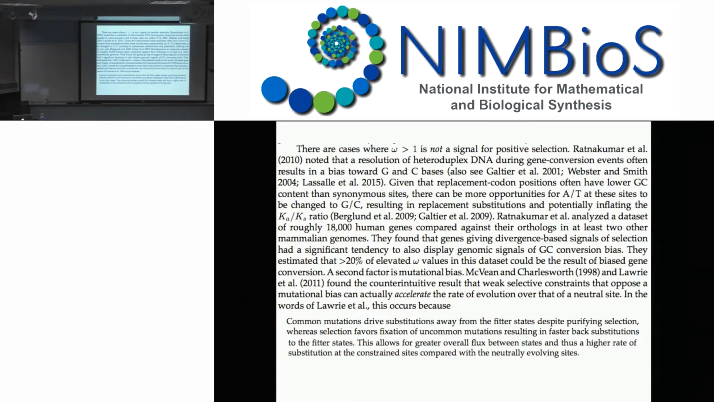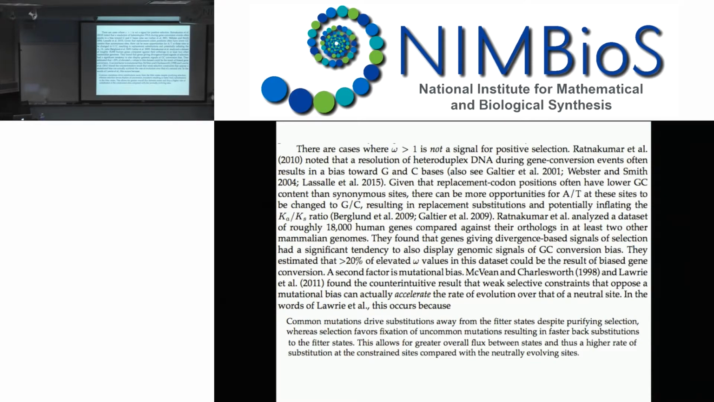So the key part about this, and you can look at references in the book, is you can get an inflated Ka to Ks ratio not from anything to do with selection, but simply from aspects of DNA repair, which happens because conversion bias tends to be in a specific direction, and that also tends to match the base composition more favored by replacement sites.